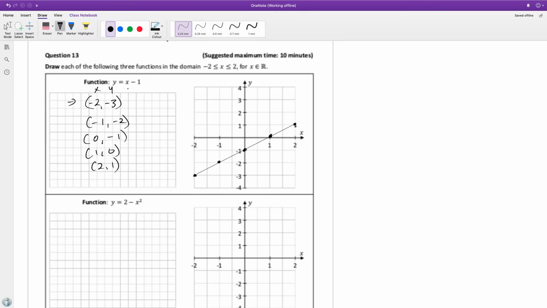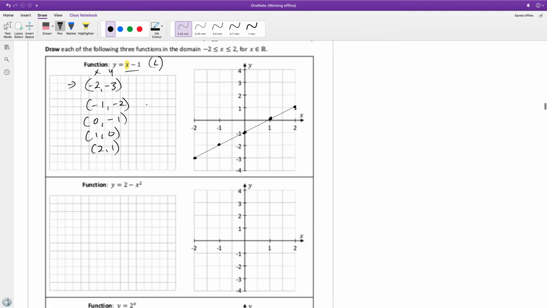How did I know this was linear anyway? How did I know it was linear before I started? Good girl, Emer. There's no squared. And how did I know it was positive? How did I know it was going up? Positive x. Good girl, Emer. I knew it was linear because there was no x squared. And I knew it was positive because it was 1x, and the number in front of x is positive.